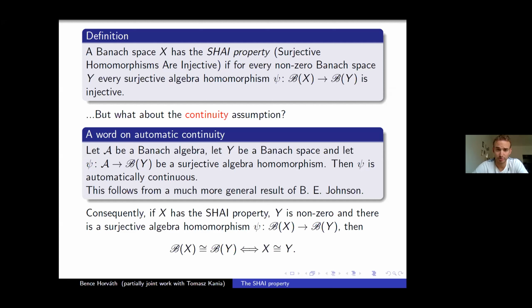So what does this Chi property say? This says that if X is a Banach space with this property and Y is some non-zero Banach space such that you can find a surjective algebra homomorphism from B(X) to B(Y), then B(X) and B(Y) are actually isomorphic as Banach algebras, which we know by Eidelheit's theorem is the same as saying that the Banach spaces are isomorphic to each other. So this has to do with isomorphic properties of the Banach space as well.